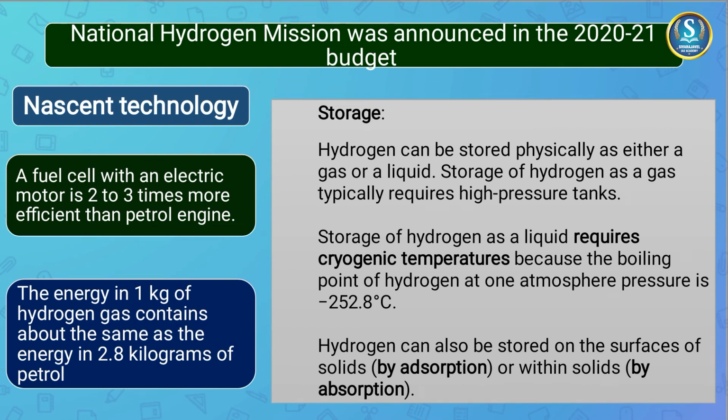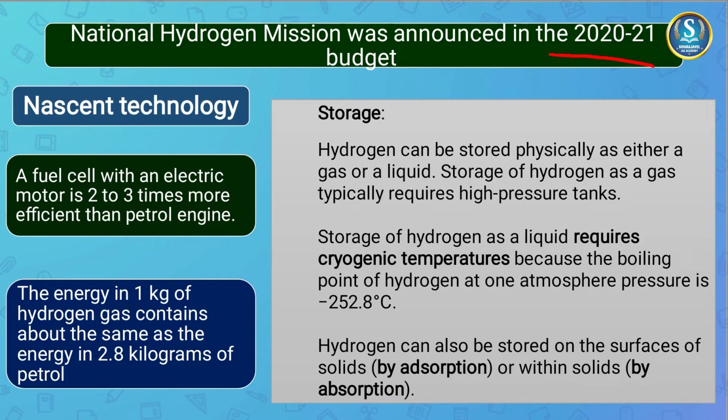And this process, where the blending of hydrogen and CNG, this plant which has started now in Indore, it is under the National Hydrogen Mission. The National Hydrogen Mission was actually announced in the 2020-21 budget, not in the 2021-22 budget. If this question is asked in prelims, most probably we can fall for it. We would choose the 2021-22 budget, but the 2020-21 budget is the one in which this National Hydrogen Mission was announced.